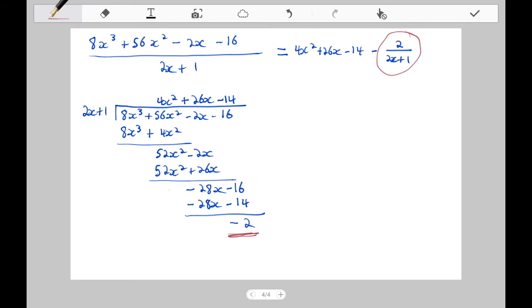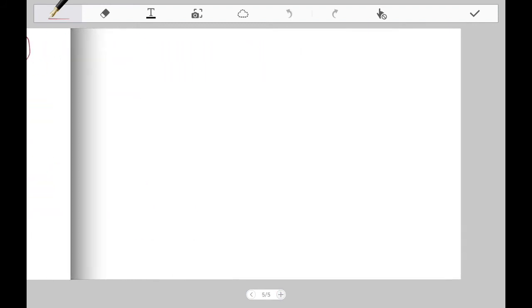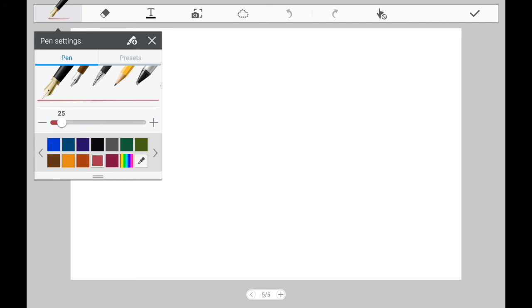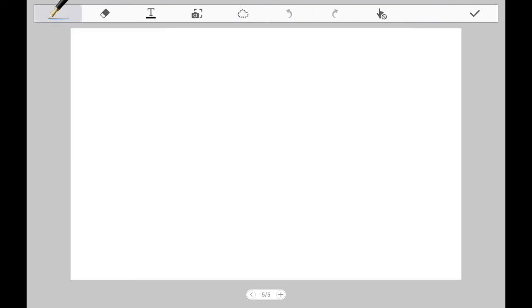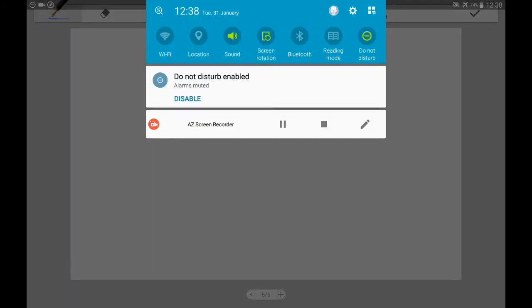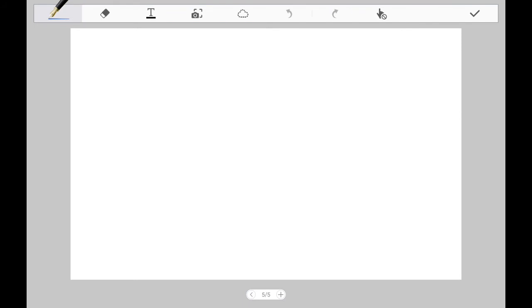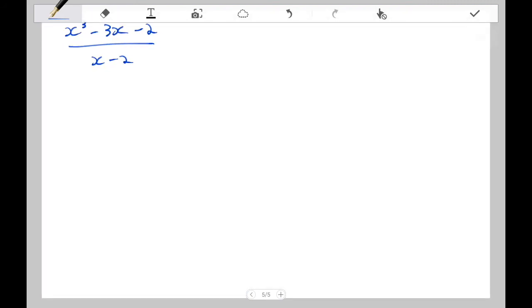Okay, perfect. Right, let's move on again. There's one little nuance that can happen when we do this. And what it is, I'll do another example and you'll see where we get into trouble. Let's attempt to simplify this fraction. x cubed minus 3x minus 2 divided by x minus 2. Okay, let's see what happens when we try this one.